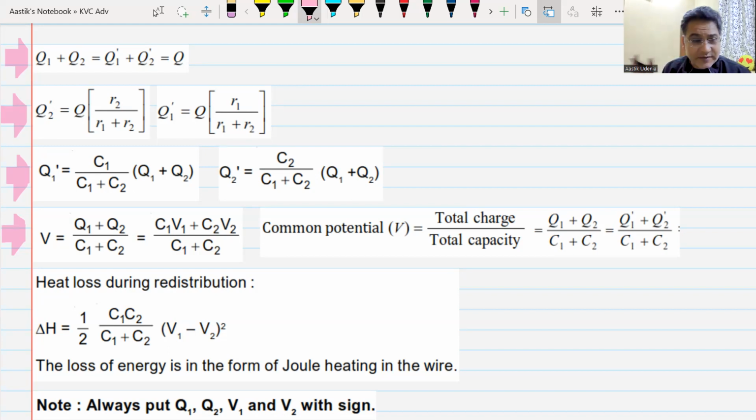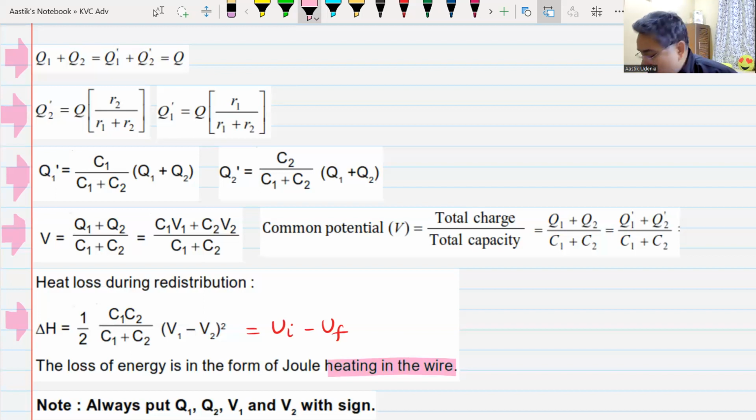We all understand this. Please look at me. Then you can write it down. There is always an energy loss. The initial energy is never equal to the final energy. You understand this? So there is always a loss of energy. And this loss of energy, Ui minus U final, will always come out in the form of heat in the wire. Whenever these spheres or conductors are connected, the final energy is always less than the initial energy because some amount of energy goes in the form of heat. Do you understand this? Yes.